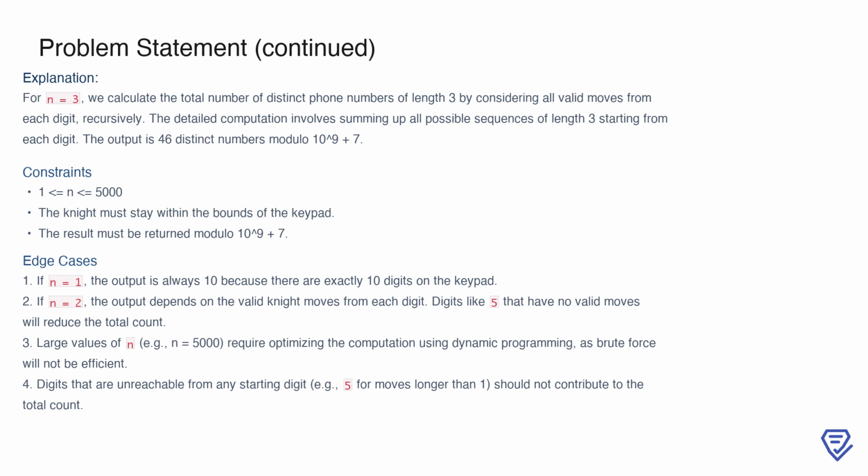To summarize, the constraints remind us that n can go up to 5,000, and the knight must always stay within the bounds of the keypad. The result must also be returned modulo 10^9 + 7 to handle the large numbers involved. Some important edge cases include n equals 1, where the output is always 10, and n equals 2, where the knight's limited moves determine the count. For larger values of n, optimization is key to avoid excessive computation.